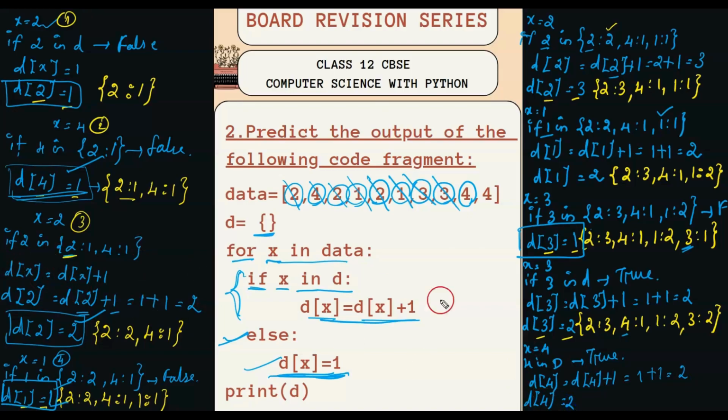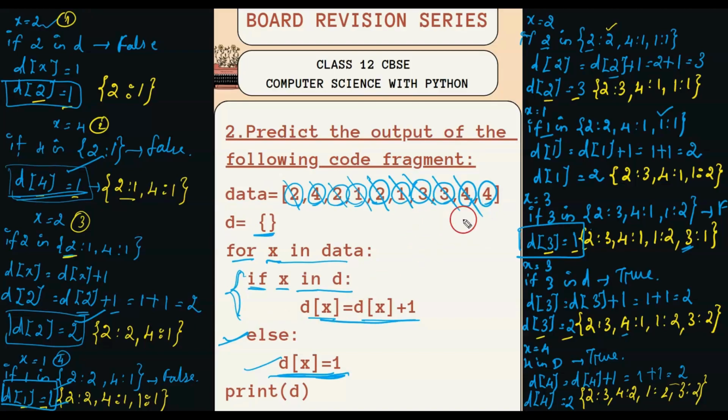Now what is the updated dictionary? The updated dictionary is 2 is to 3, 4 is to 2. We should update the value for 4 to 2 here. So the value for 4 has been changed to 2 now: 4 is to 2, 1 is to 2, and 3 is to 2. Okay, on the next iteration, this 4 has been finished. The last 4 is there.